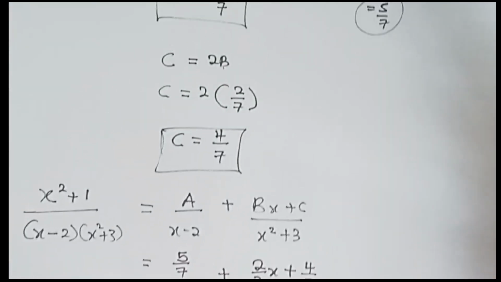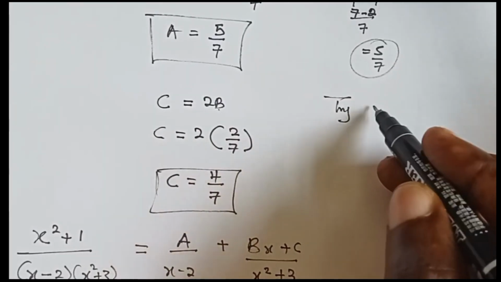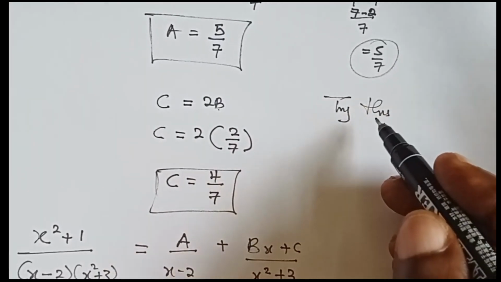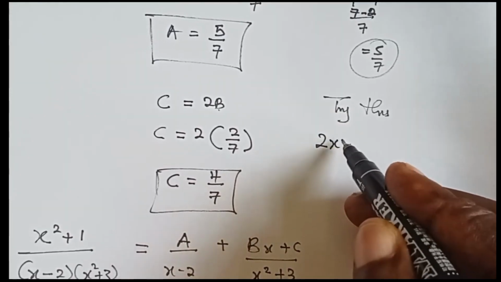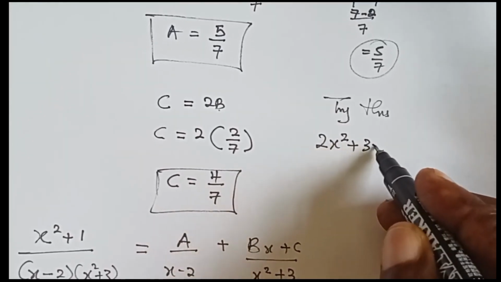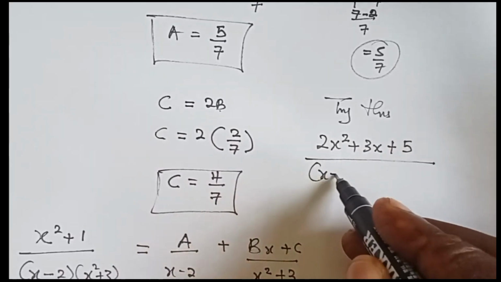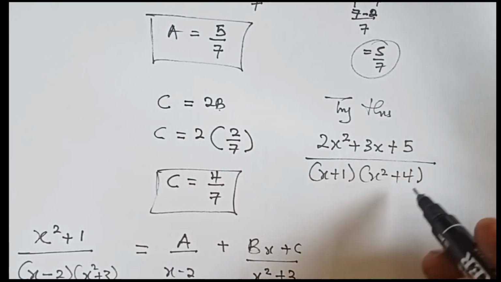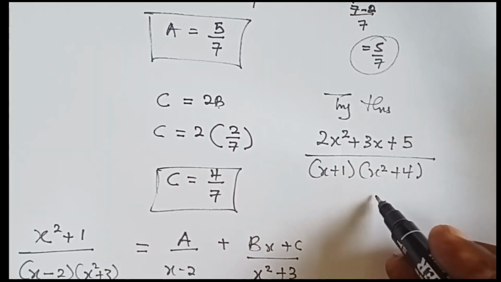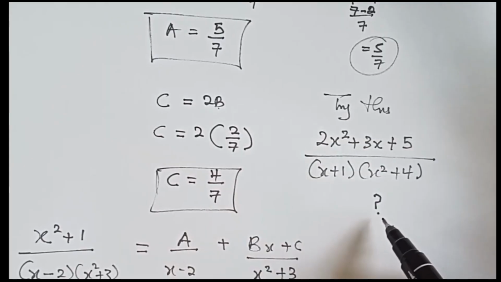Okay, guys, now let's try this. Let's resolve this into partial fractions. We have (2x squared plus 3x plus 5) over (x plus 1)(x squared plus 4). Okay, now let's resolve this into partial fractions and drop our answer in the comment section.